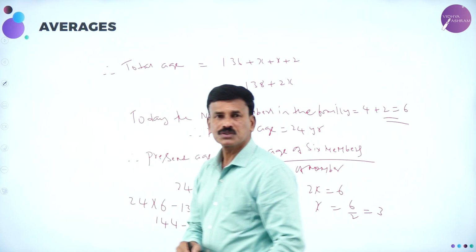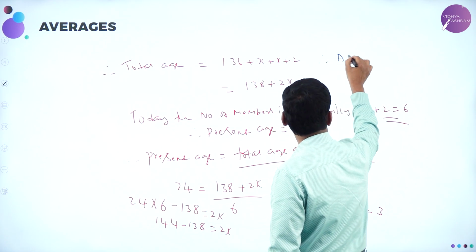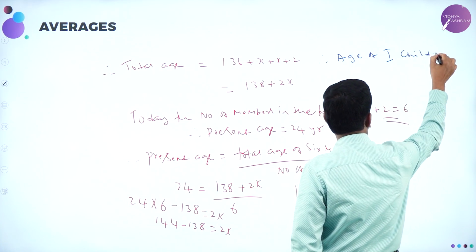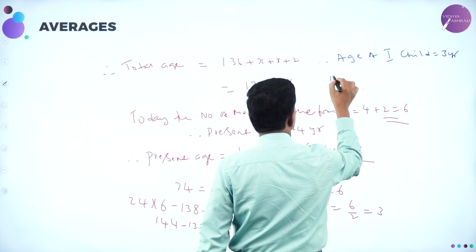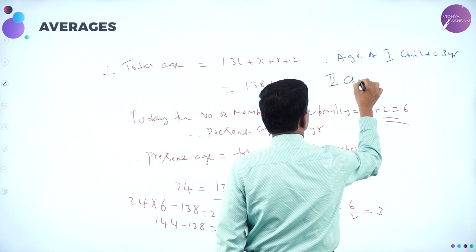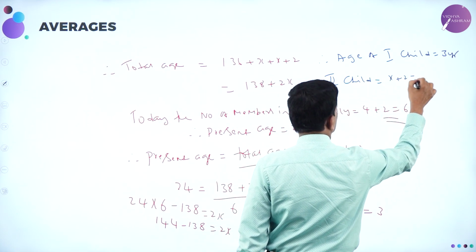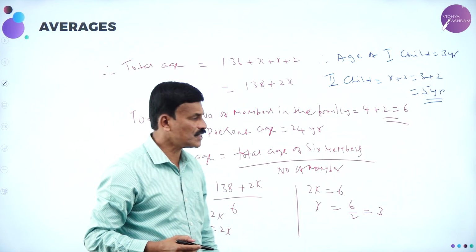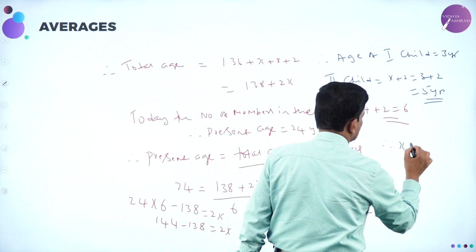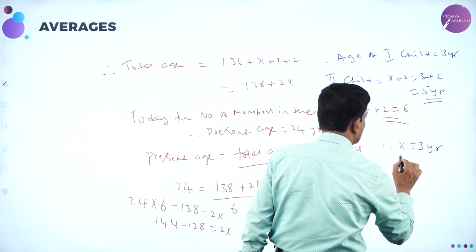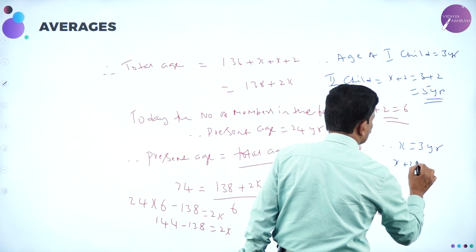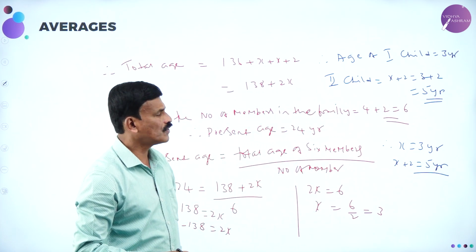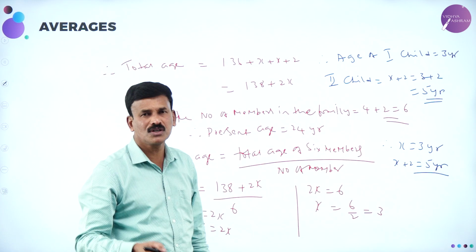So the age of the first child is x, which is 3 years, and the second child is x plus 2, 3 plus 2, which is 5 years. So the ages of the two children are 3 years and 5 years respectively. That's it. This is how we are going to solve this problem.